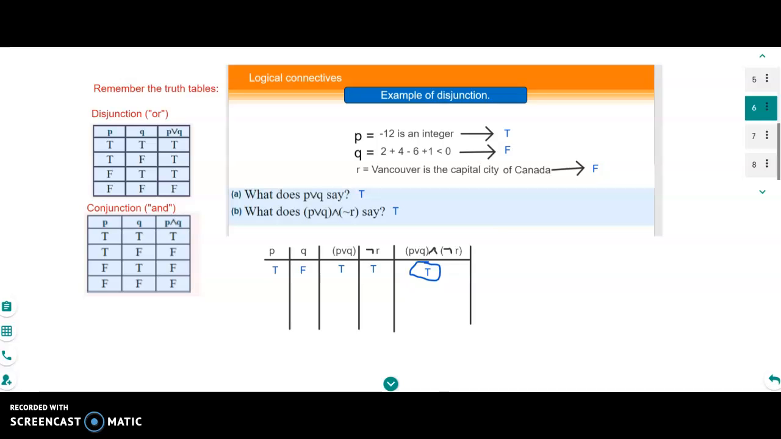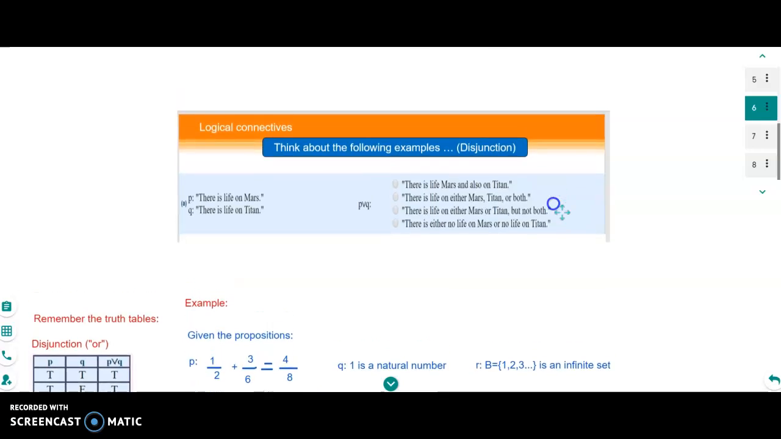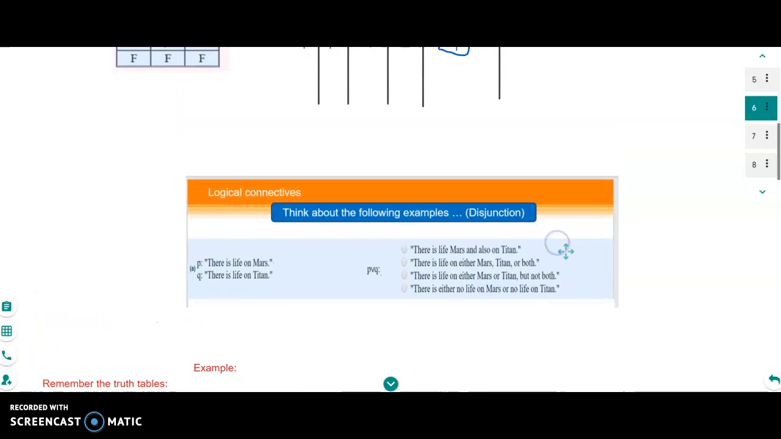Okay, guys, let's go on and see another example with words. Here we have the proposition P: there is life on Mars. And the proposition Q says there is life on Titan. How can we write with words P or Q, with disjunction? Which choice can we choose from there?